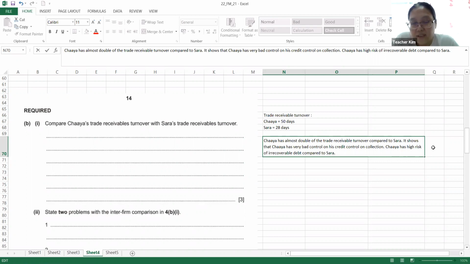What action does he have to take? Chaya has almost doubled. He showed very bad control. Chaya has a high risk of irrecoverable debt compared. Okay. So the next is.